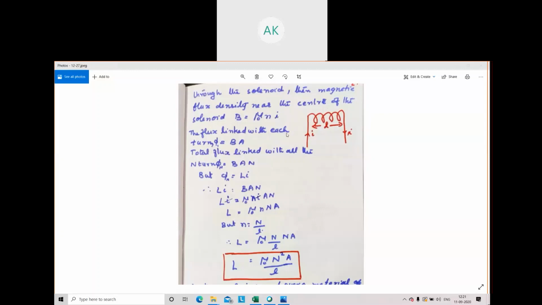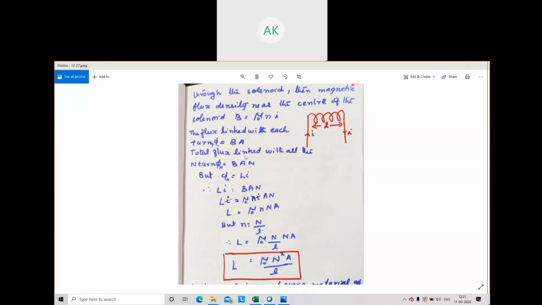Then flux you can calculate. Flux equals BA cos theta. Theta means the angle between B and A. The magnetic field is in this direction, and the area vector is also in the same direction. So theta will be 0. So we can write flux equals B into A.